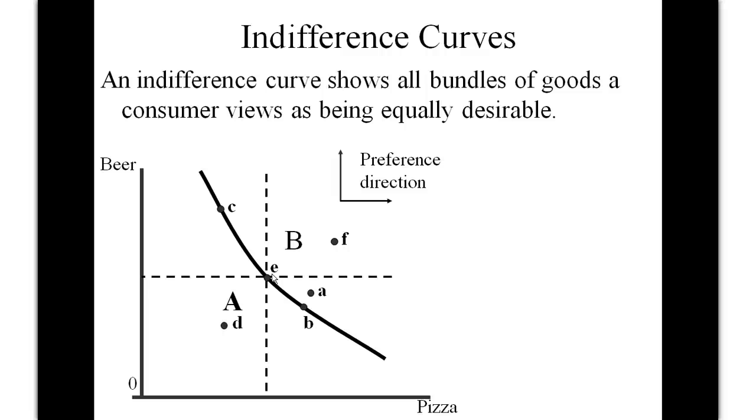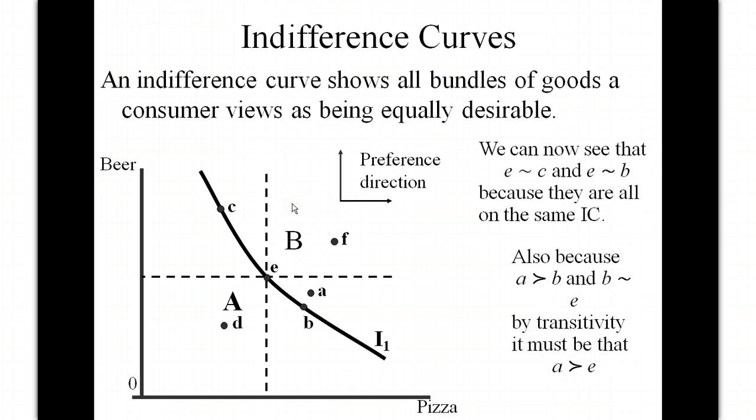If you offer the individual any bundle of goods along the line, they're equally likely to accept it because they get the same level of utility. The issue arises when you move off it. So the objective for the individual is to get on the highest possible indifference curve. The indifference curves cross through every good. So now for the individual we can see that E, C and B are all the same because they're all on the same indifference curve. And now we can also make comparisons between different goods in the quadrants down here.